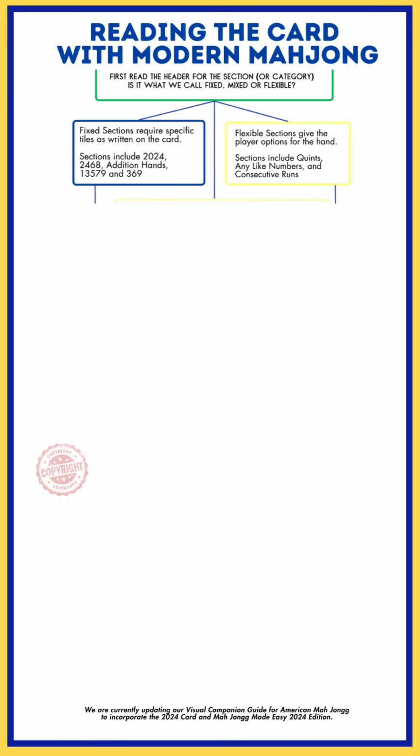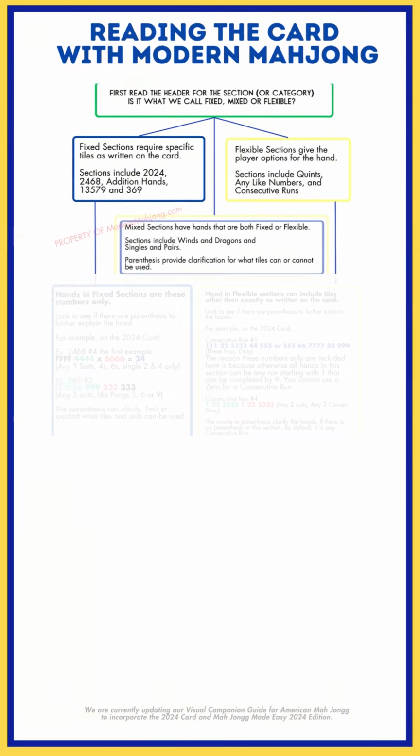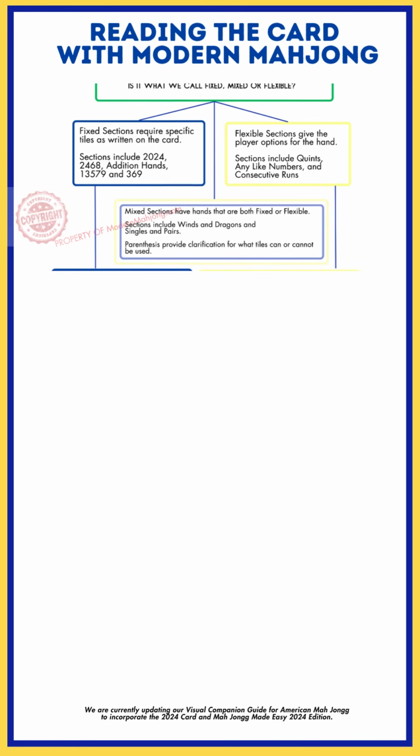These hands include 2024, 2468, addition, 13579, and 369. Flexible sections give the player more room. Sections include quints, any like numbers, and consecutive run. There's also what we call mixed sections, and these might have hands that are either fixed or flexible, or both.